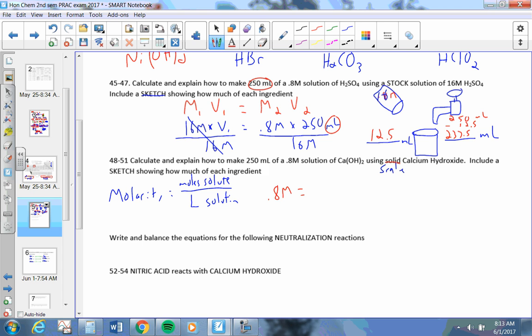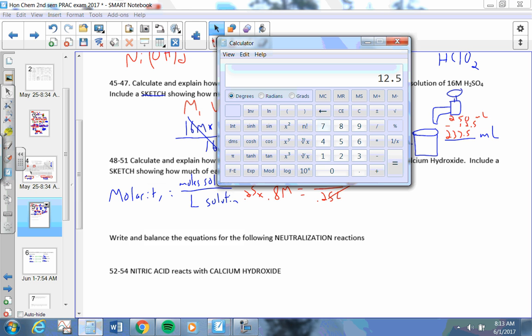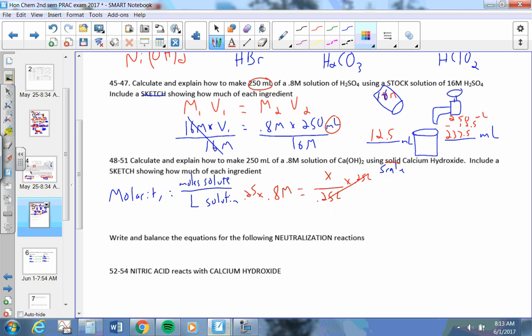That is equal to the moles of solute. I don't know, that's what I'm trying to figure out. And I'm going to need 0.25 liters. 0.8 times 0.25 equals 0.2. I'm going to need 0.2 moles of calcium hydroxide.